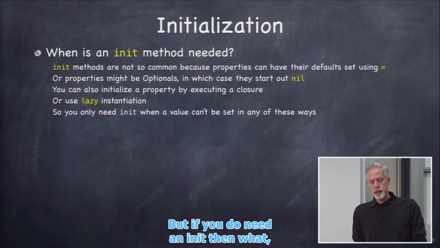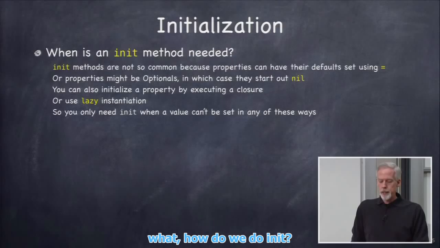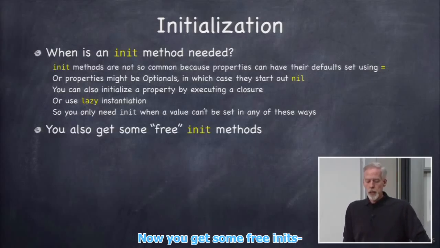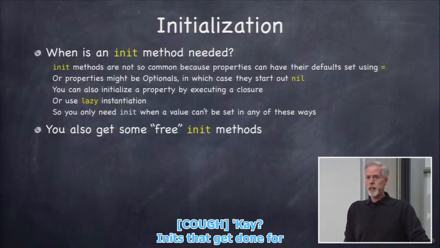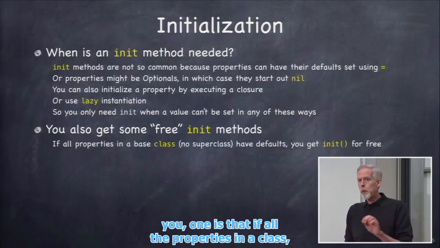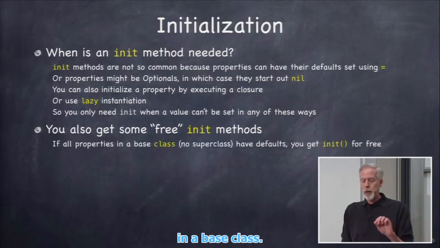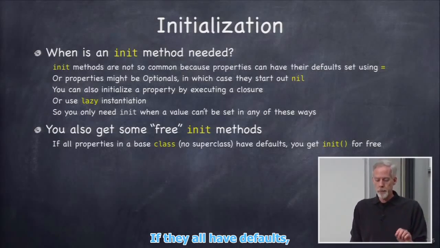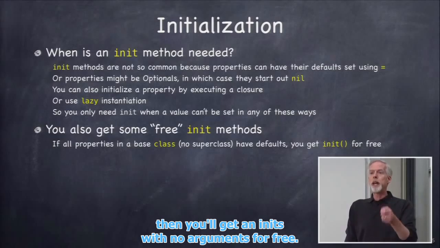But if you do need an init, then how do we do init? Because init has some kind of interesting interdependencies. It's not as straightforward as you might think. Now, you get some free inits, inits that get done for you. One is that if all the properties in a base class, not something that has a superclass, like calculator brain, all have defaults, then you'll get an init with no arguments for free.